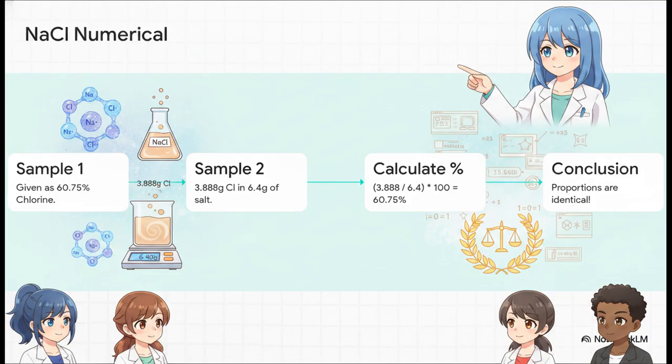Let's just do the quick math in step 3. 3.888 divided by the total 6.4 multiplied by 100 gives us exactly 60.75%. The proportions are completely identical, which perfectly proves Proust's law.